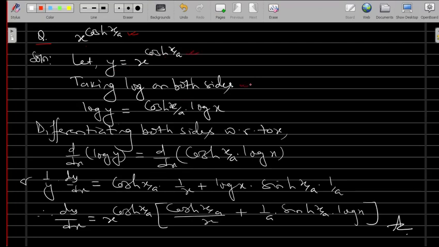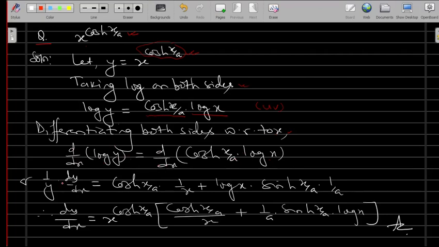Taking log on both sides, log y equals hyperbolic cos x by a times log x. You know that the power goes into the coefficient, and it is converted into a product of log x and the first term. Then you have to apply the product rule: first no change, derivative of second, plus second no change, derivative of first. Now differentiating both sides with respect to x, we obtain the derivative of log y equals the derivative of these two terms.